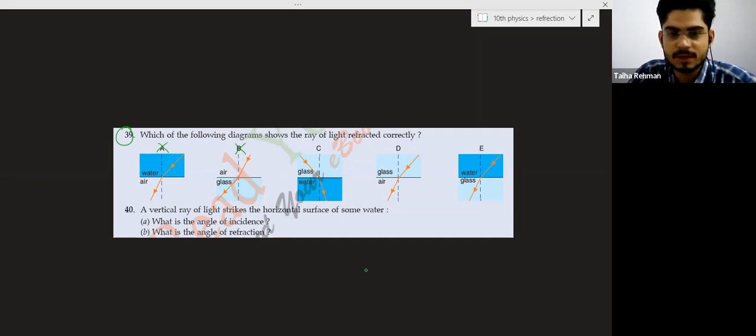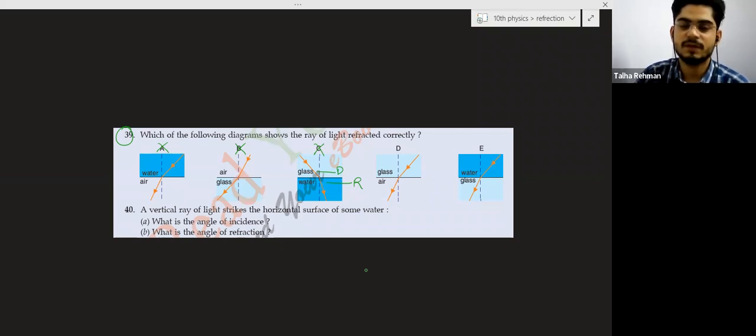This one is glass and water. So glass with respect to water is denser. Glass is denser and water is rarer. So this ray after refraction bends away from the normal. So this option is also incorrect. Let's check this. This is glass, denser to rarer. So denser to rarer means this light ray moves away from the normal. So this is also incorrect.